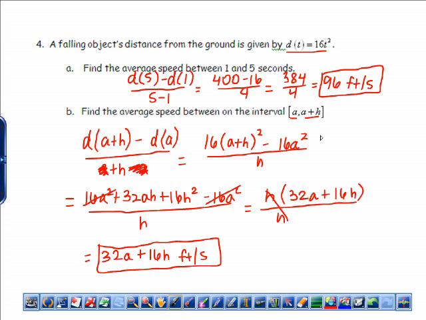Okay, as h gets smaller, these 2 points are going to get closer and closer together, and we're going to go from finding average speed to instantaneous speed. And so think about what would happen as h gets smaller, or as h approaches 0. We would be left with just 32a. Okay, and 32 is very significant. That's the acceleration due to gravity in feet per second squared.